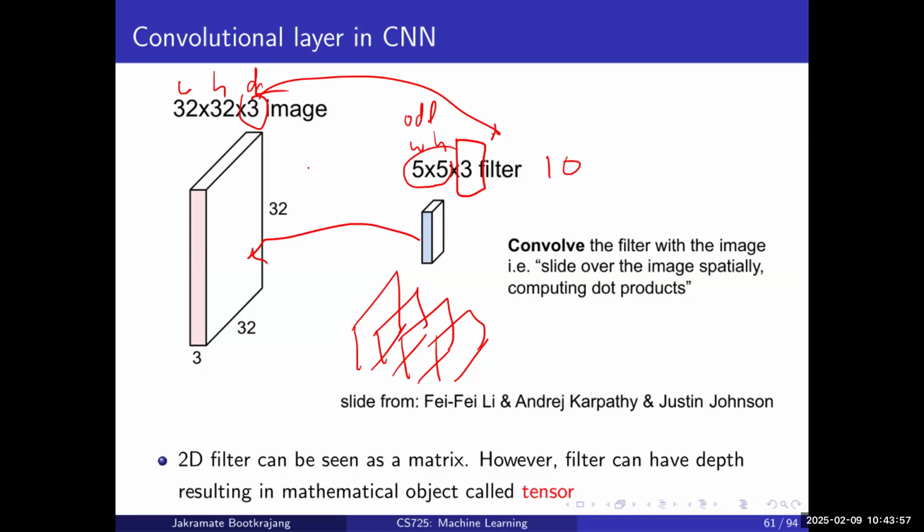So you start with 3 channels, and then depending on the size of your filter, you will get a new image. But this new image will have a number of channels equal to the number of filters that you apply to the image.